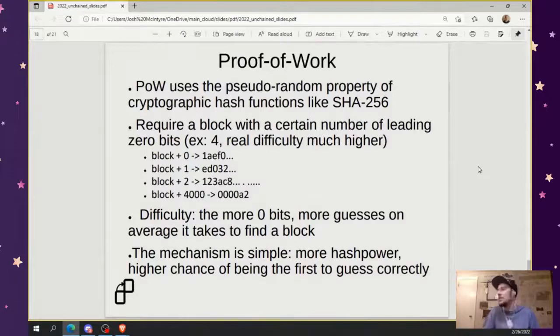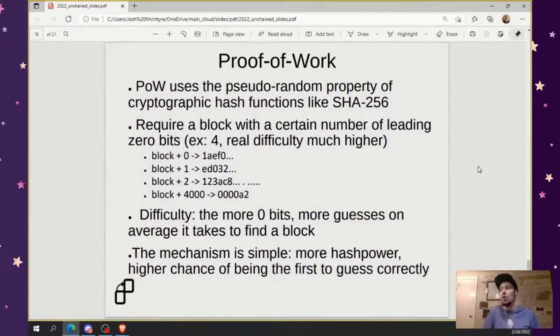And it turns out that the higher the difficulty, the more leading zeros we have, the more guesses on average it takes for a miner to find a block. So the mechanism here is still a little bit difficult to understand if you're new to cryptography, but also fairly simple. The more hash power you have, the higher chance you have of being the first to guess a nonce that gives us this desired amount of leading 0 bits. Now, 4 would actually be a very low difficulty for a real blockchain.